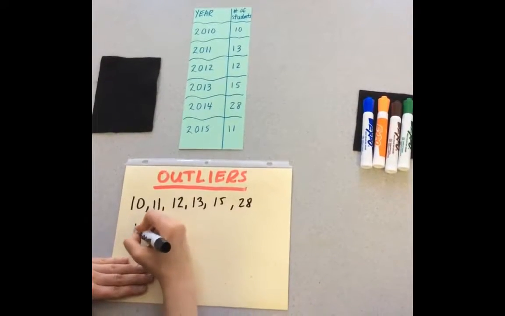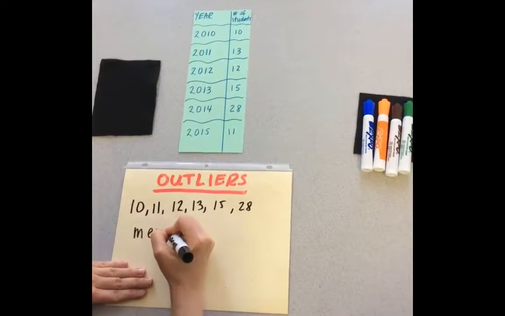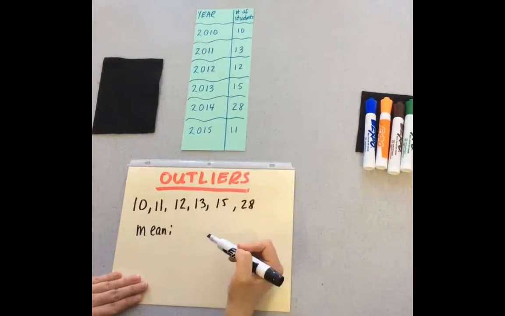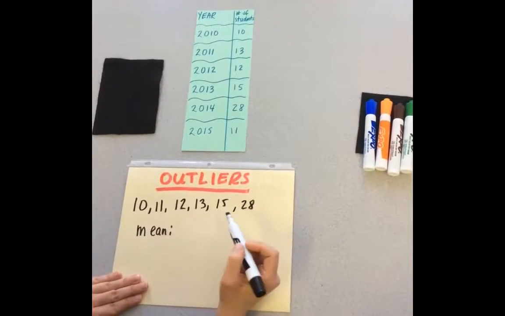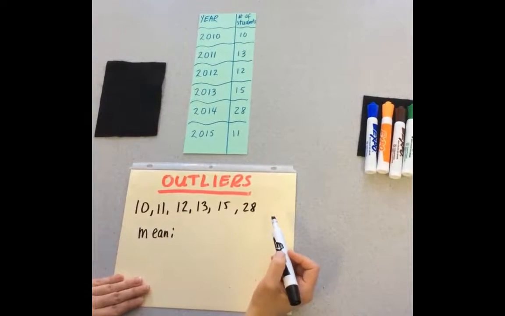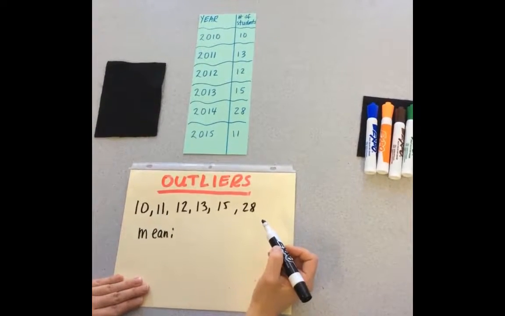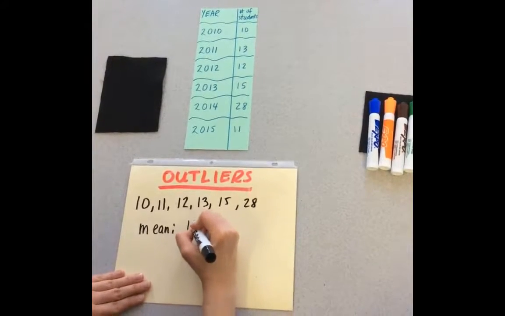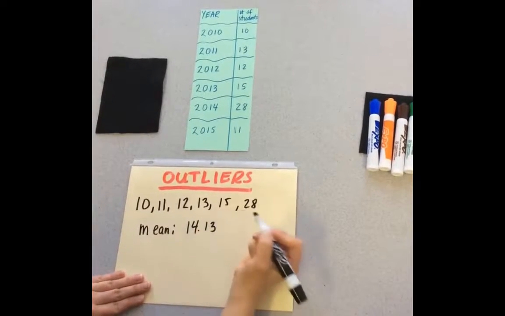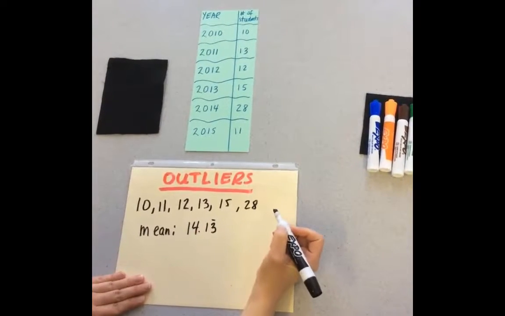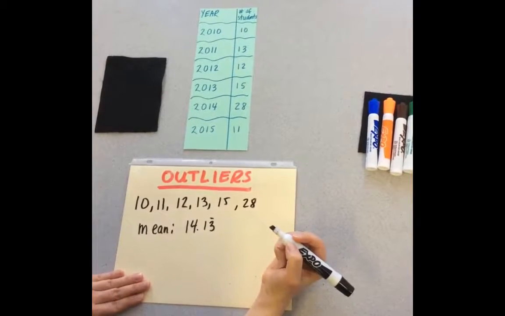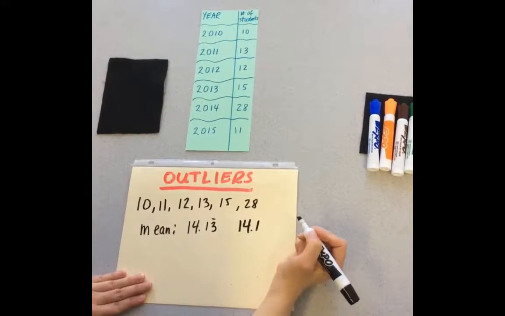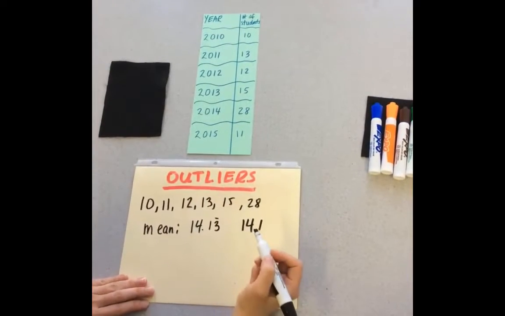Now, let's see if we can calculate the mean for this data set. So, we know we're going to include the outlier 28. So what do we do to find the mean? We have to add up all the numbers together, and then since there are 6 numbers, we have to divide them by 6. When we do that, we notice that we will get 14 and 1/3 with the 3 repeating. So in this case, we're just going to round it off to 14 and 1/10. That will be our mean with the outlier.